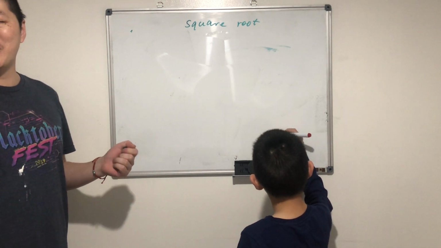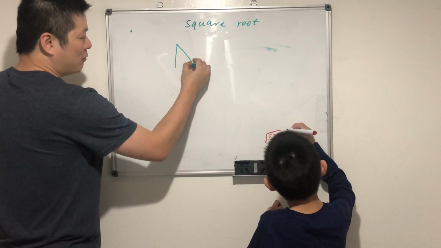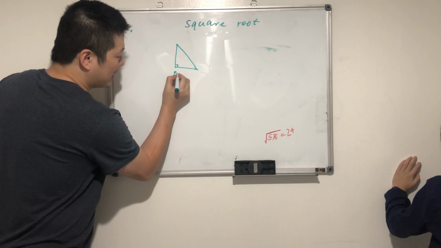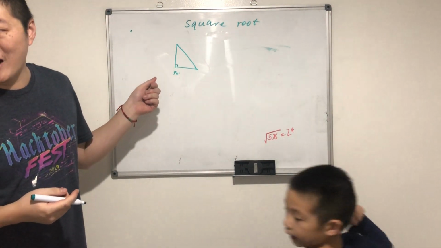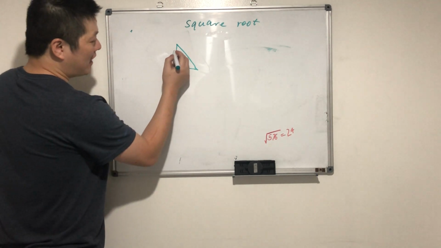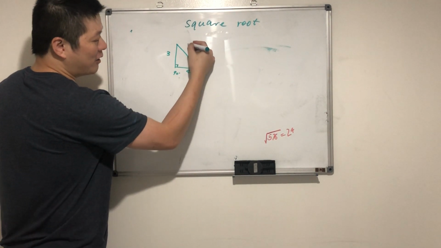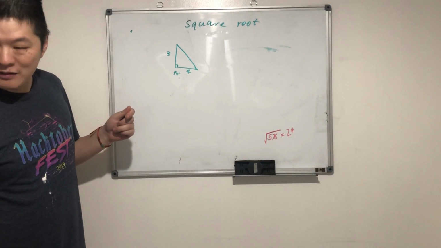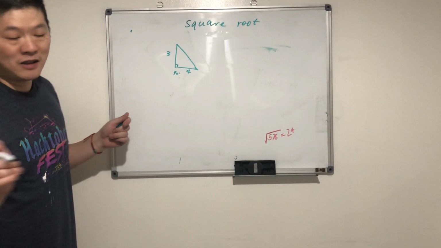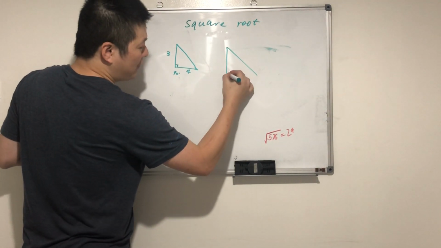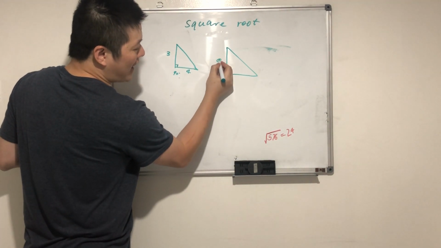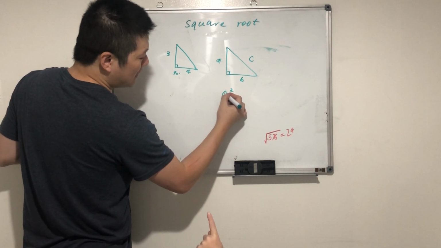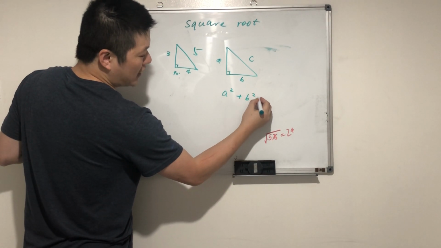For example, why are we doing this? Look, what's this? A triangle. If I tell you this is 90 degrees, this is a right angle triangle. How about if I tell you this is 3, this is 4, what's the length of this side? Do you still remember the formula? If this is the right angle, and this is a, this is b, and this is c, it must satisfy that a squared plus b squared equals c squared.